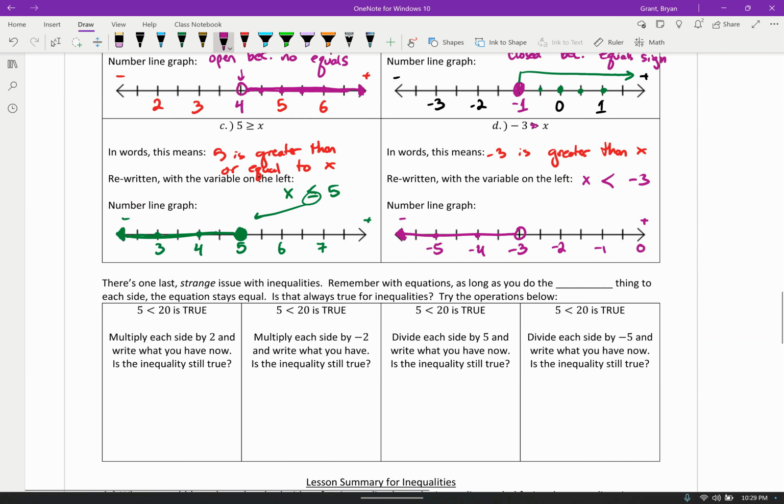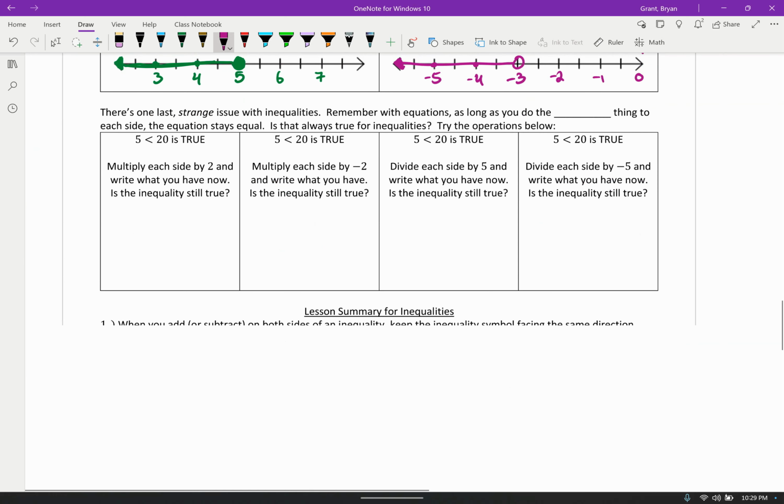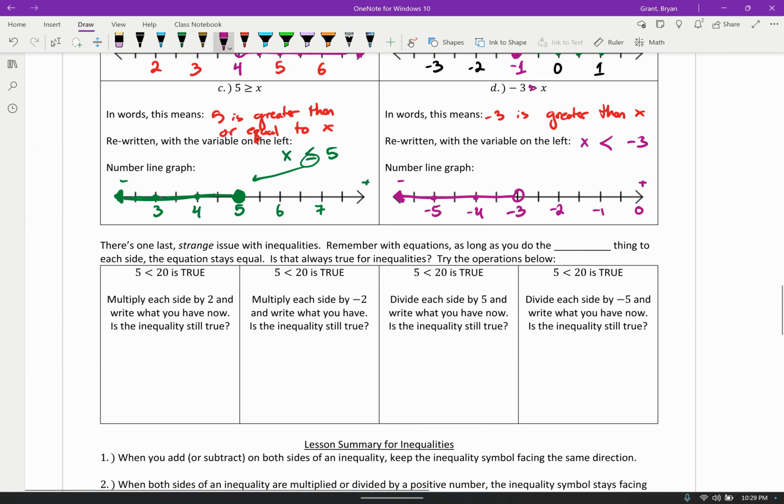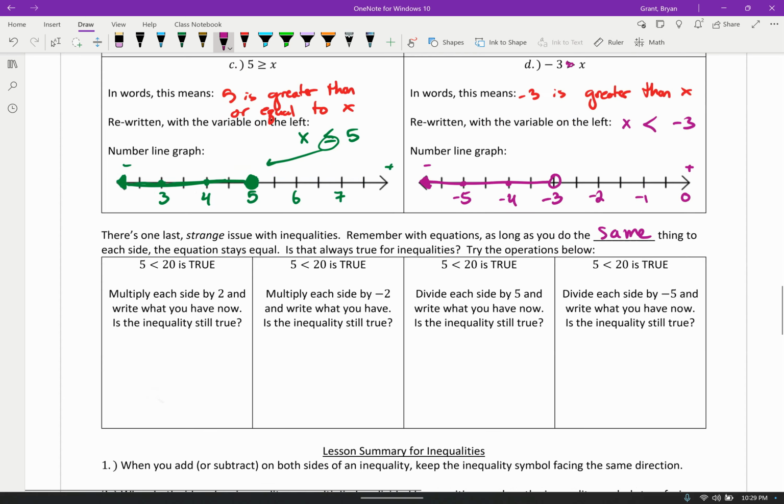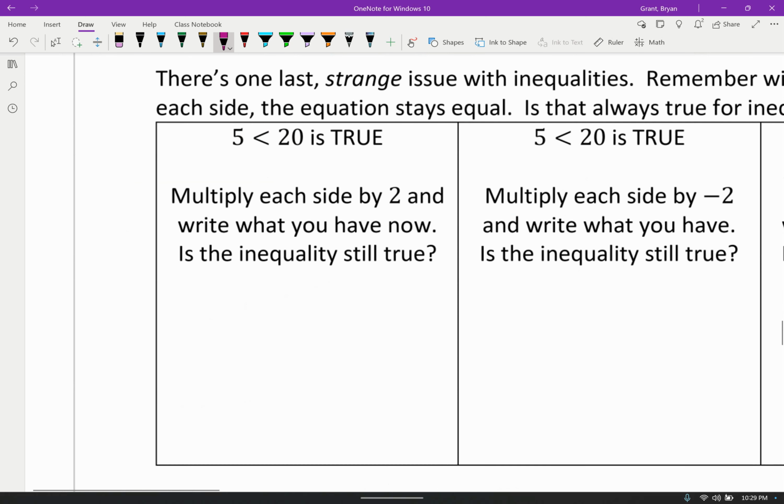All right, the very last part of this before we get to our summary and some practice problems, there's one last strange issue with inequalities. With equations, as long as you do the same operation to each side, the equation stays equal. Let's just double check to make sure that's true with inequalities. Currently, 5 is less than 20. That's very true. Let's go ahead and multiply both sides by 2 and see if that stays the same.